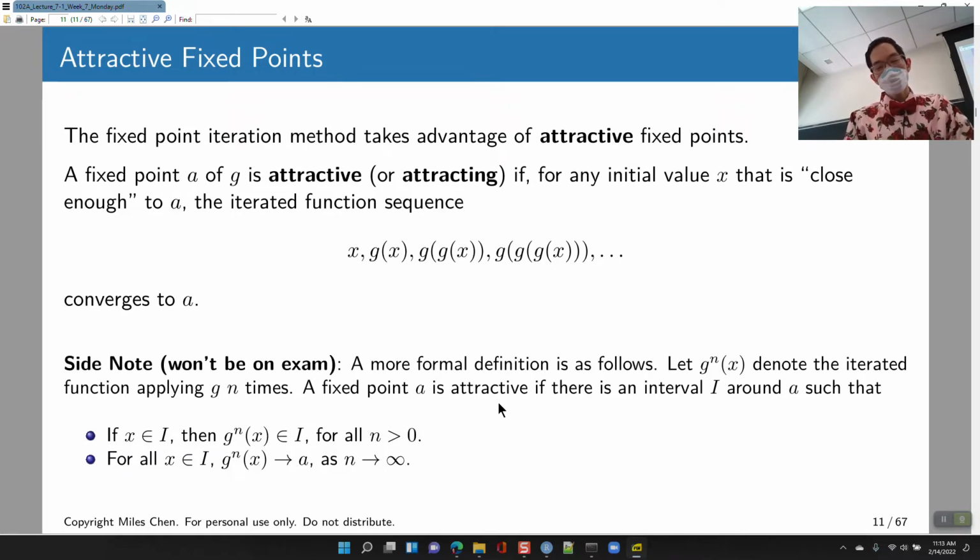A little bit more of a formal definition, and don't worry, I won't test you on these formal definitions. We use the notation g super n of x for what we get when we apply g n times to the value x. There's a fixed point a if there's some interval I such that if x is within the interval I, then applying g n times to x is also within the interval I, for n greater than 0. So as you keep applying g, it never goes outside of that interval. And for all values of x within it, as you keep applying g, it converges to some point a as n goes to infinity.